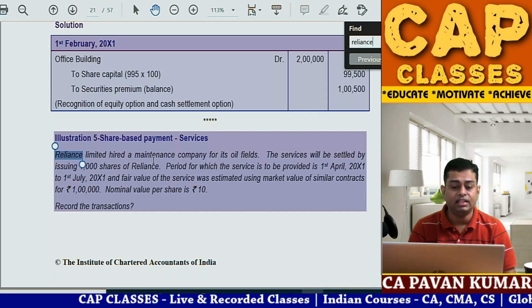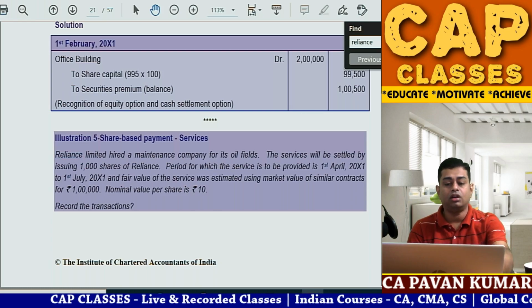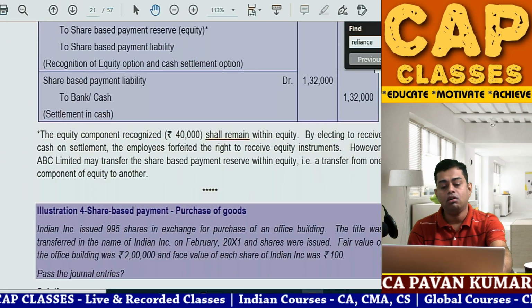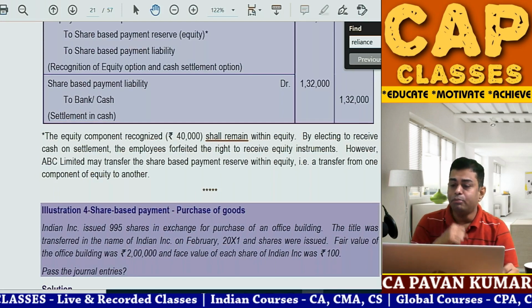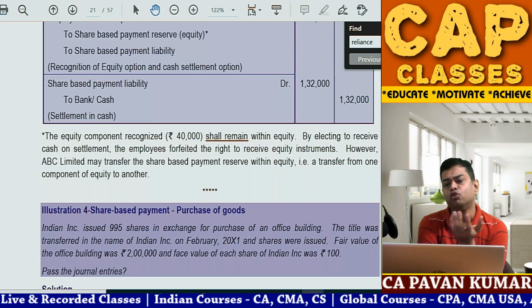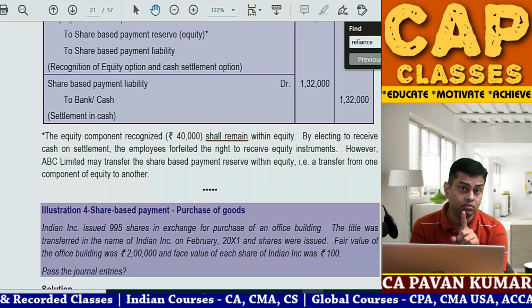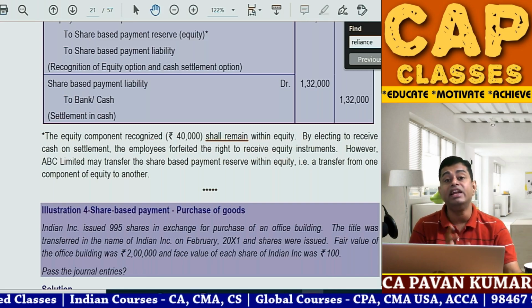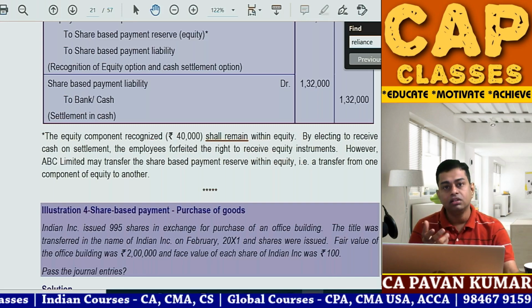This is the question, or else we'll start with the question. Problem number 4. Equity based payment, purchase of goods. Goods can be assets also. Goods need not be only inventory for trading. Goods covers any kind of asset.